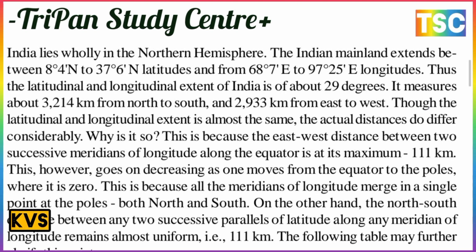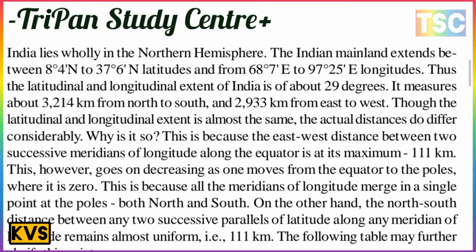India lies wholly in the northern hemisphere. The Indian mainland extends between 8 degrees 4 minutes north and 37 degrees 6 minutes north latitude, and from 68 degrees 7 minutes east to 97 degrees 25 minutes east longitude. Thus the latitudinal and longitudinal extent of India is about 29 degrees. It measures about 3,214 kilometres from north to south and 2,933 kilometres from east to west.